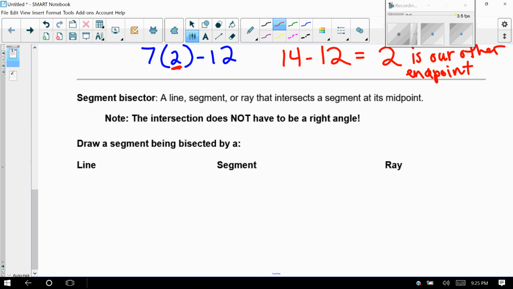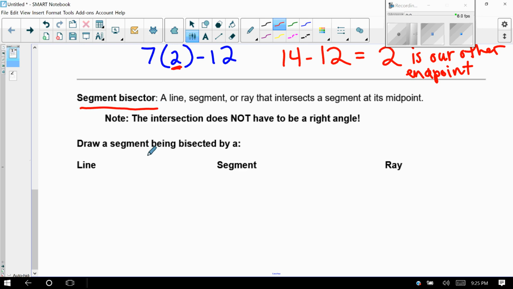A line segment or ray that intersects a segment at its midpoint is a segment bisector. So it's explaining segment bisector to you. I'm going to try to teach you when we come back to class. We're going to go over a construction. We're going to learn what a segment bisector is on a construction, and then later in the year we'll learn how to do this on the computer. So the intersection does not have to be a right angle. And this is what I'm going to show you.